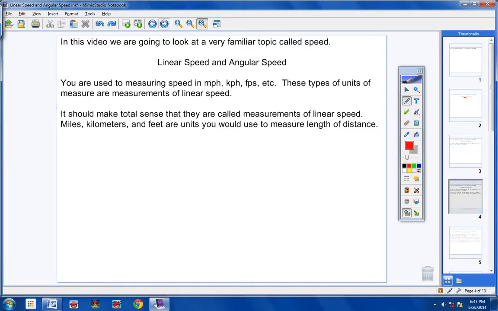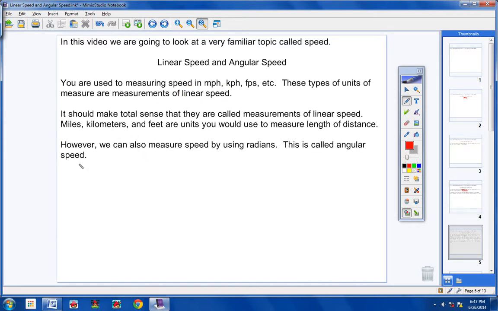Now, it should make total sense that they are called measurements of linear speed. I mean, think about it. Miles, kilometers, feet, these are all units you would use to measure a length of distance. How long is the distance from here to a certain location? Well, it's 30 miles, it's 5 miles, it's 20 kilometers. How many feet down the hallway is the drinking fountain? Well, it's 20 feet down the hallway. So it makes sense that these are called measurements of linear speed, because you're measuring something like a line, linear. You're measuring a length of distance.